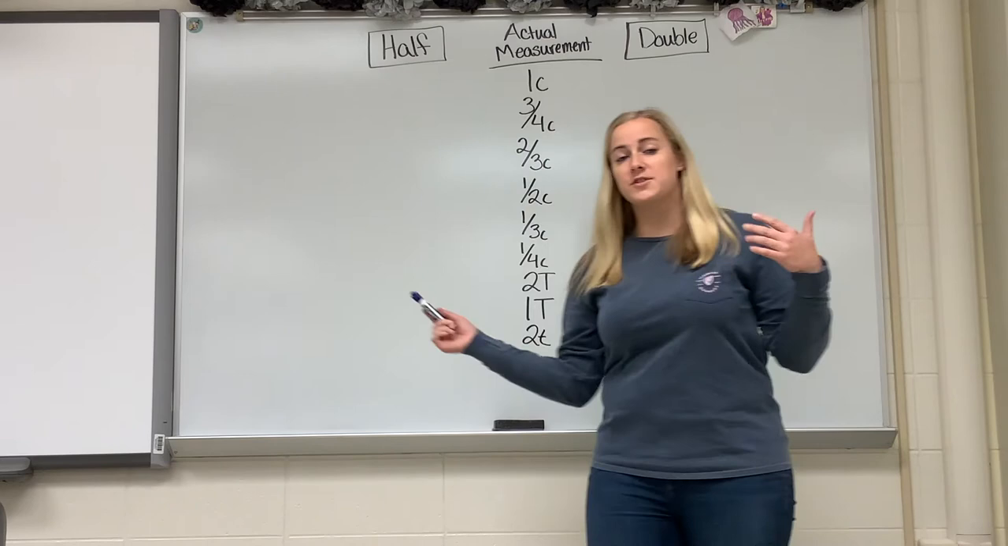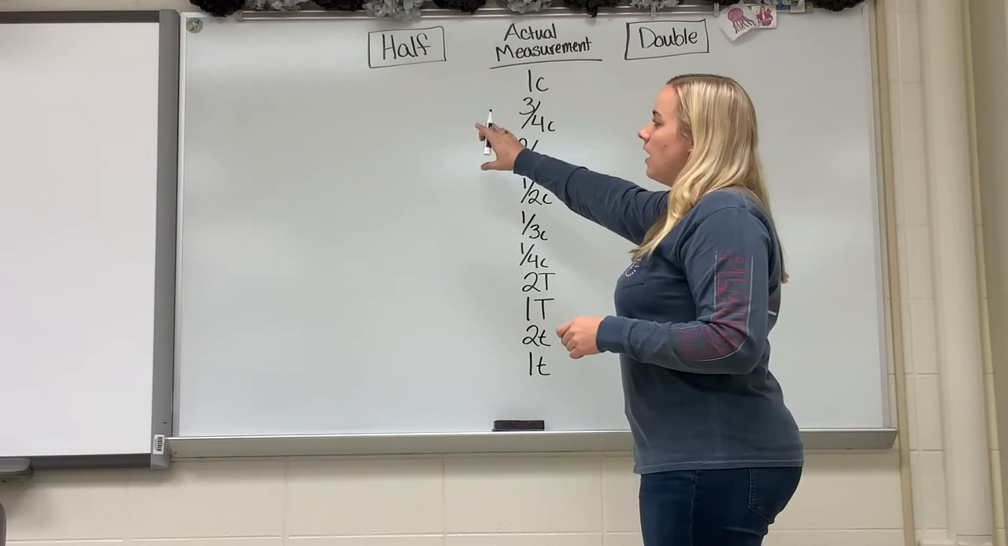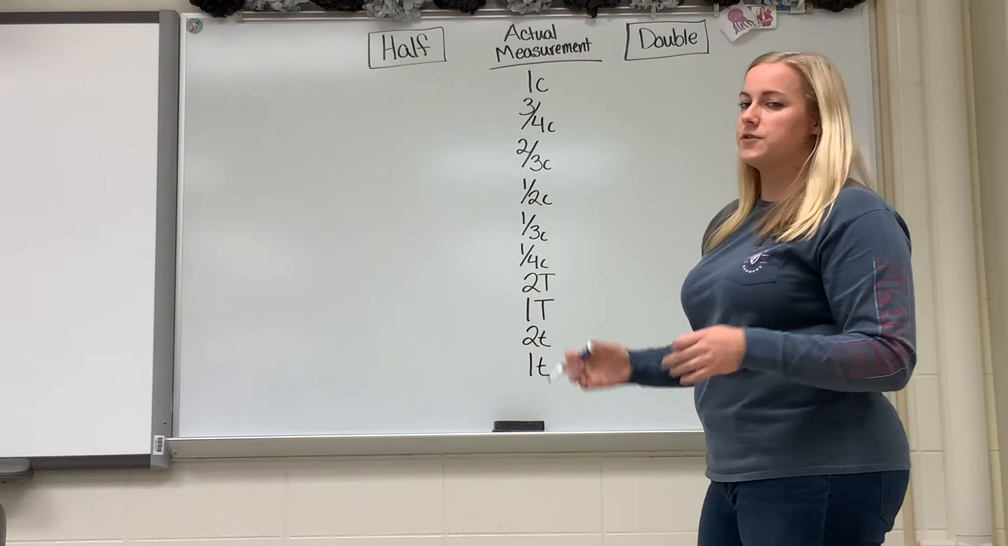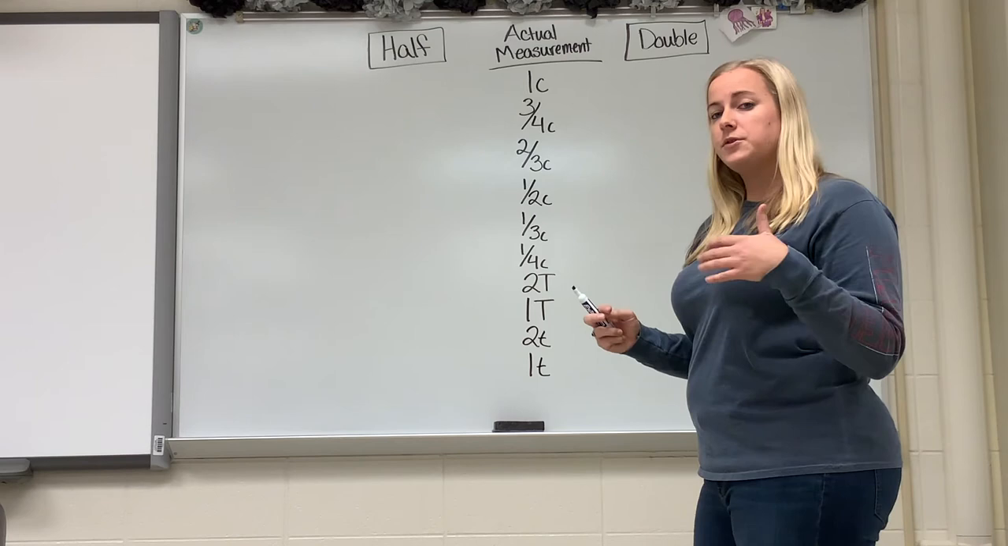Okay, so now we're gonna start filling in that back chart, the chart that's on the back side of that piece of paper. And we're gonna figure out how we measure out each of these amounts of measurements in half and in double. So if we're changing the yield of the recipe, I am going to require that you know how to cut a recipe in half and how to double the recipe.